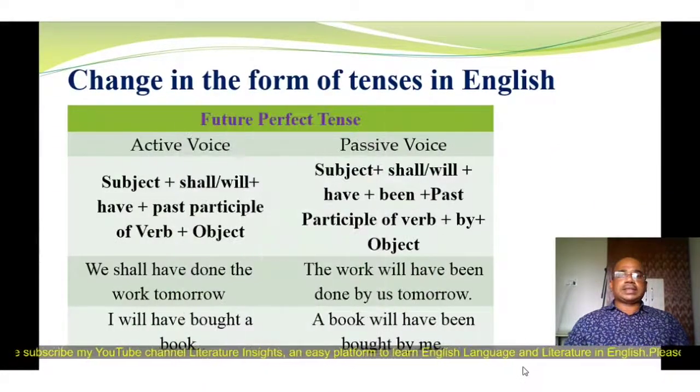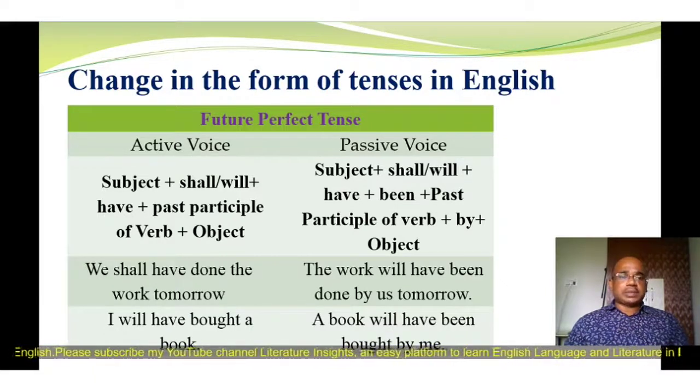The next tense, future perfect tense. So here we have a structure in active voice and passive voice. Subject plus shall or will plus have plus past participle of verb plus object. Subject plus shall or will plus have plus been plus past participle of the verb plus by plus object. So these are the structures of active voice and passive voice.